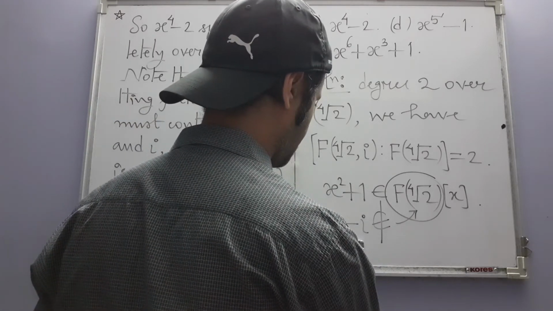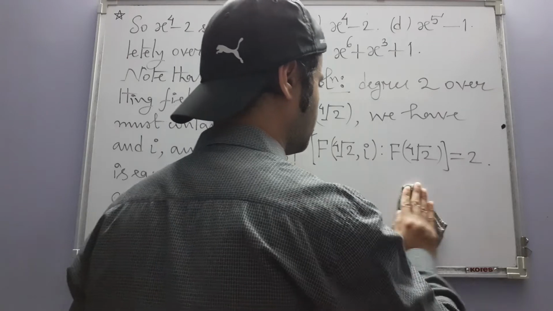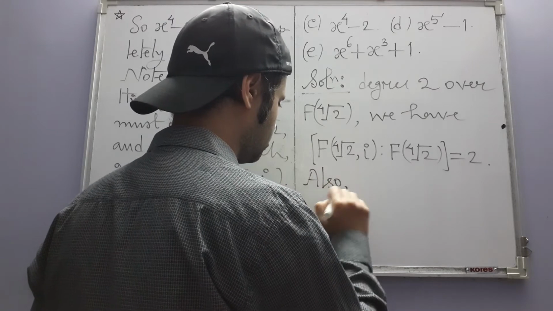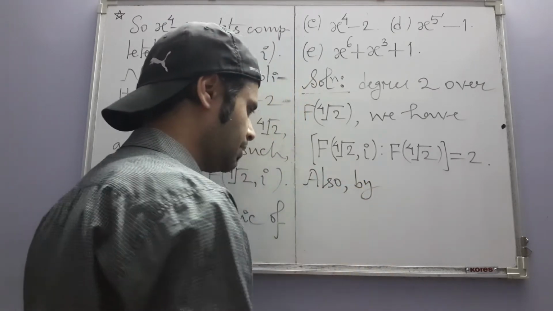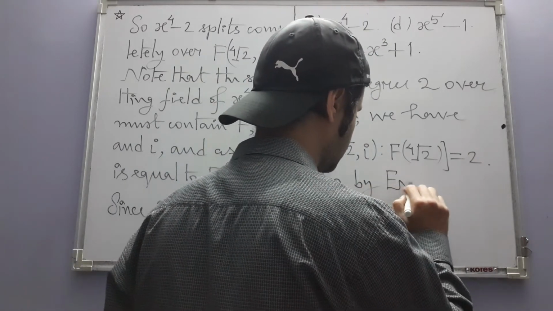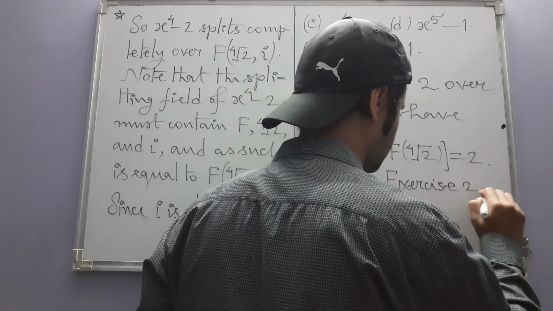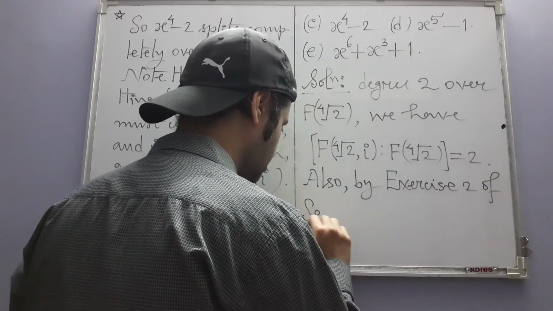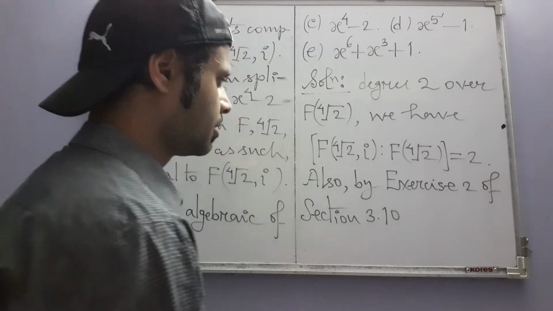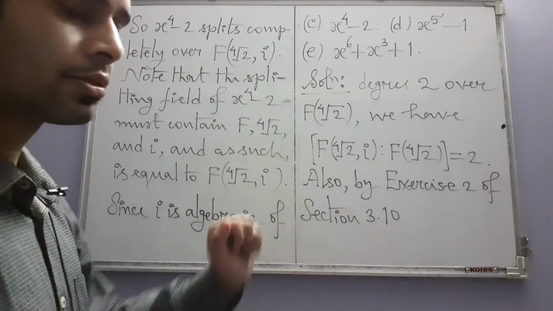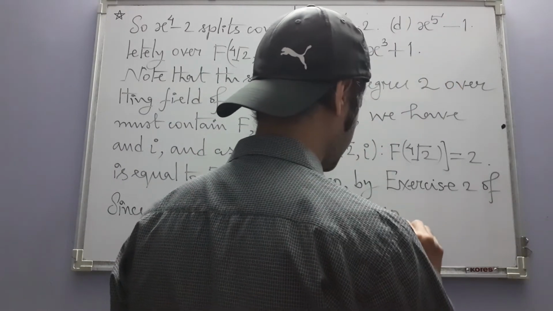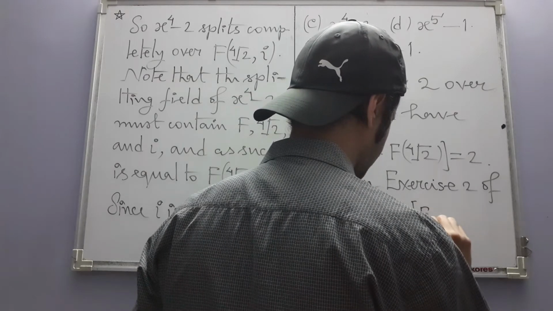Okay, now also, we already have something with us by exercise 2 of section 10. So you have to go back to the chapter on rings, 10th section of that chapter. There you see exercise 2. From that exercise we get this degree.